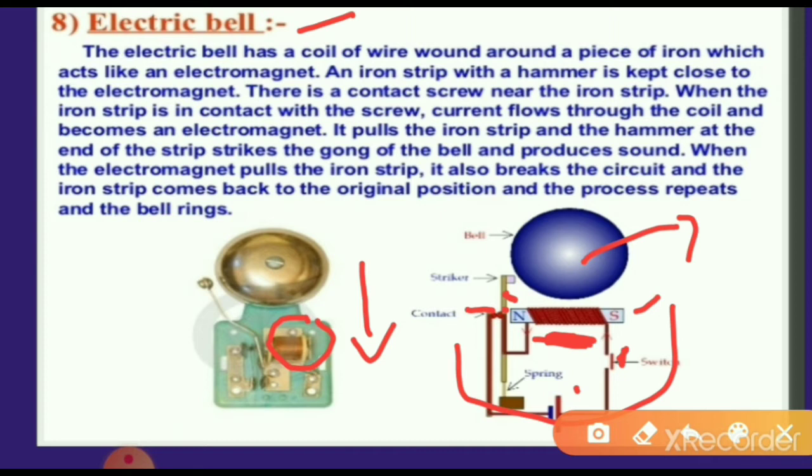However, when the electromagnet pulls the iron strip, it also breaks the circuit. The current flowing through the coil stops. So will the coil remain an electromagnet? No, the coil is no longer an electromagnet. It no longer attracts the iron strip, and the iron strip comes back to its original position and touches the contact screw again.